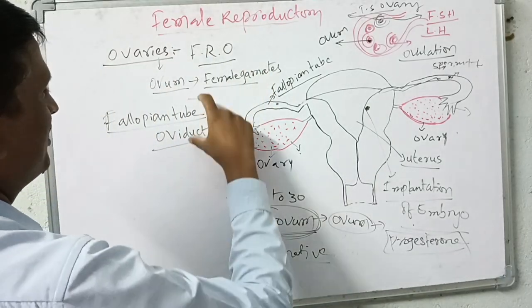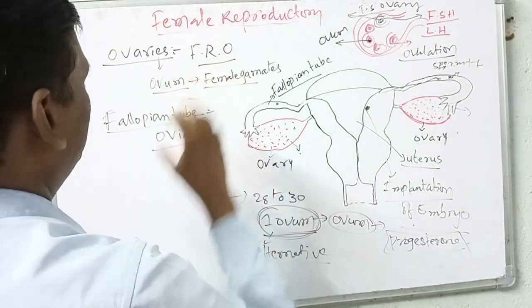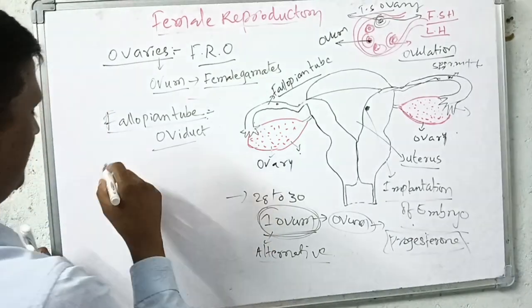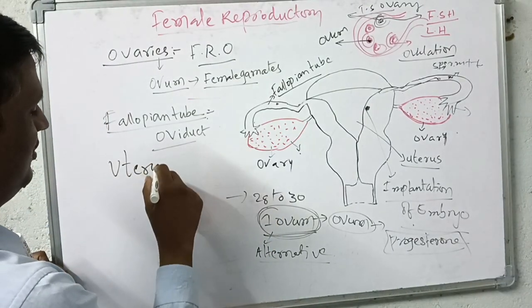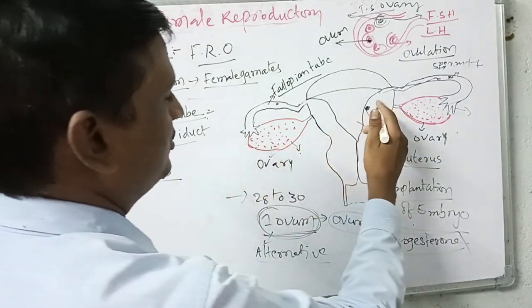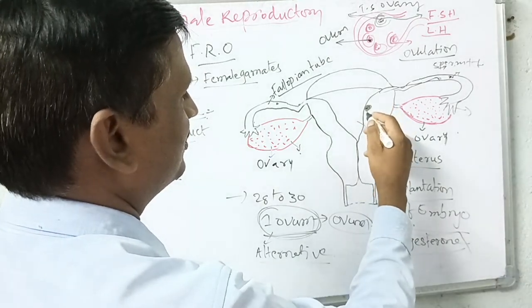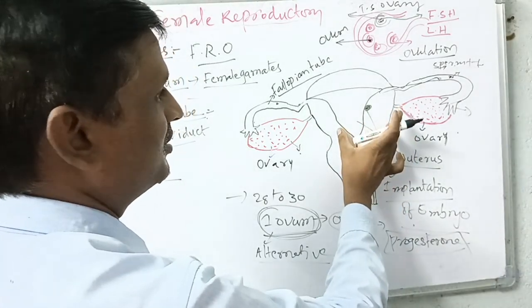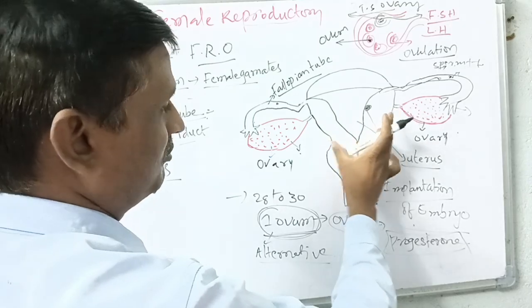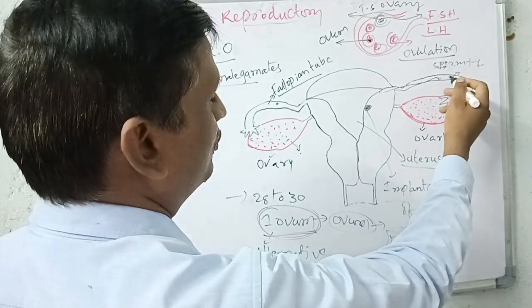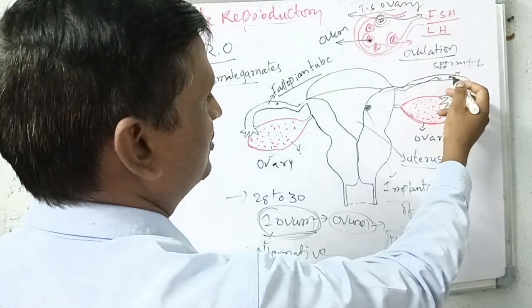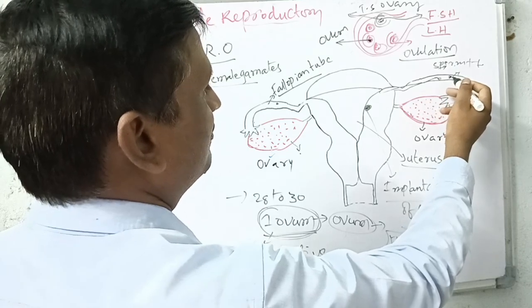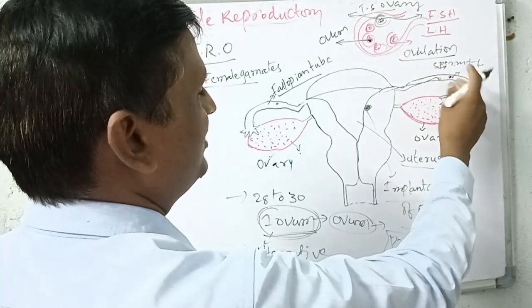This is about the fallopian tube. So, ovary, fallopian tube. Next one, the uterus. See here we can also see the uterus. This is the uterus part. This uterus part is used for the development of the embryo. When fertilization takes place, the ovum will be converted into a zygote. The zygote will be converted into an embryo, so the embryo size increases.